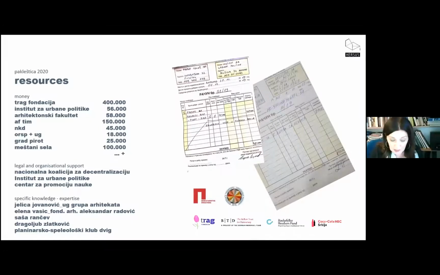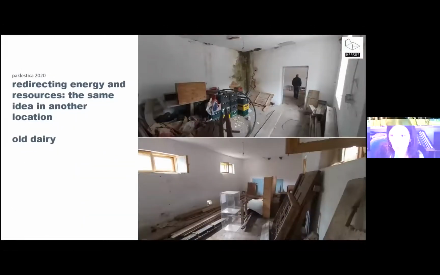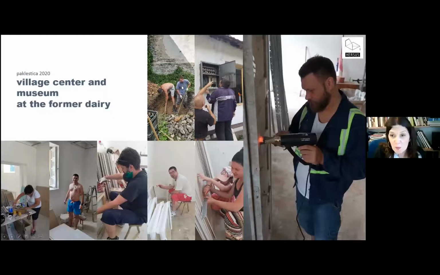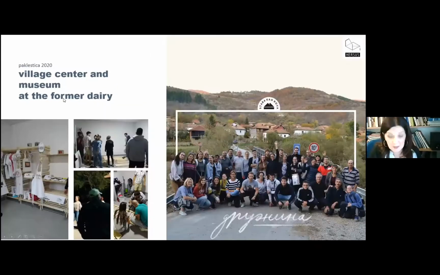As in the previous case, we had already received different types of resources from different sources. Besides these financial resources, we also had legal and organizational support and specific knowledge and expertise. So we had to redirect energy and resources to another project in the same village, and we organized ourselves to reconstruct the old dairy in the village Pakraštica. And with the help of local communities and ORSP members, our students helped to reconstruct the old dairy into a village center and museum, which is very successful.